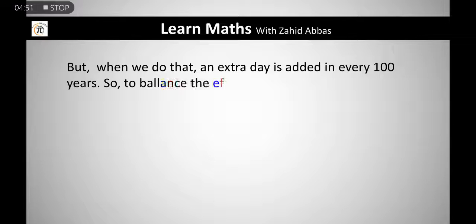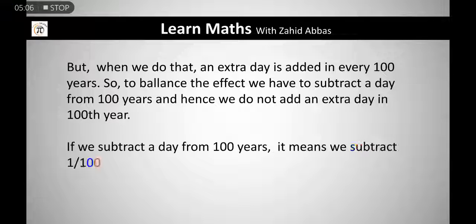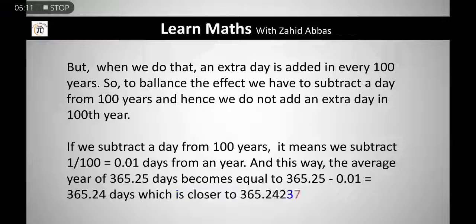But when we do that, an extra day is added in every 100 years. So to balance the effect, we have to subtract a day from 100 years, and hence we do not add an extra day in the 100th year. If we subtract a day from 100 years, it means we subtract 1 by 100, that is equal to 0.01 days from a year. And this way, the average year of 365.25 days becomes equal to 365.24 days, which is closer to 365.242375.